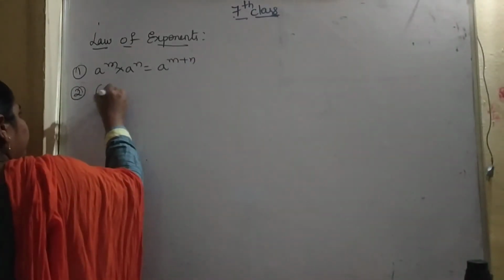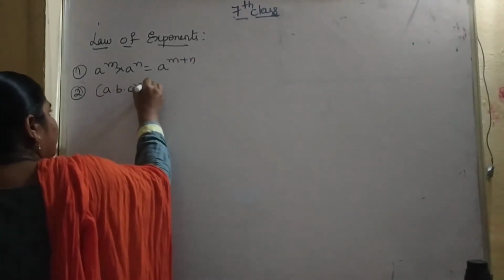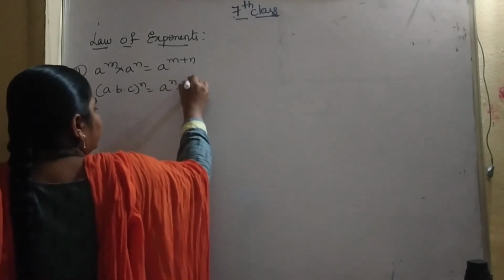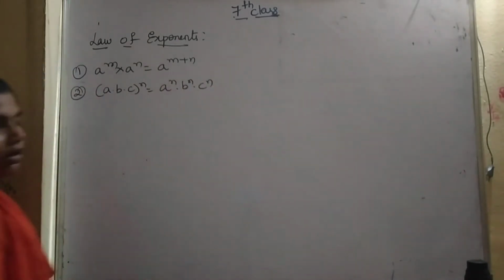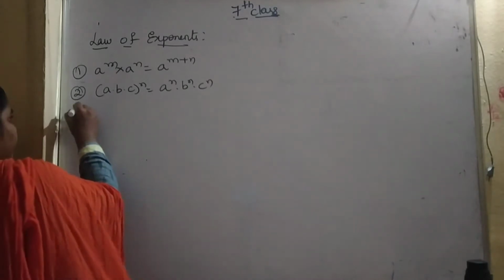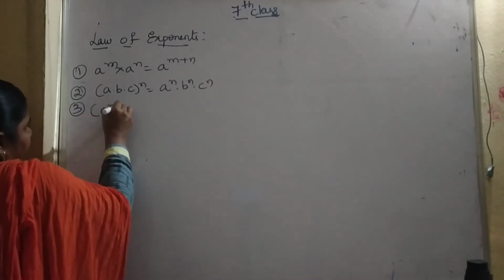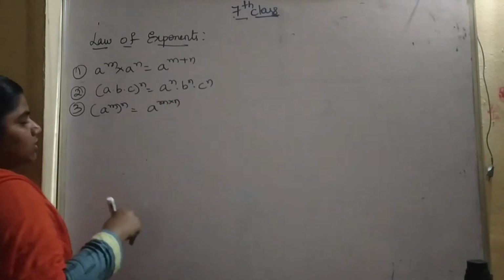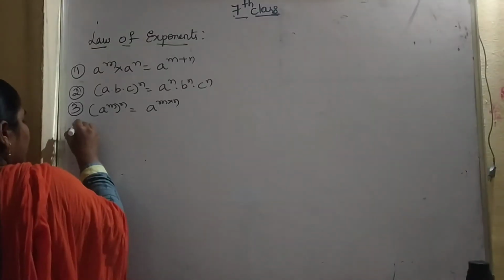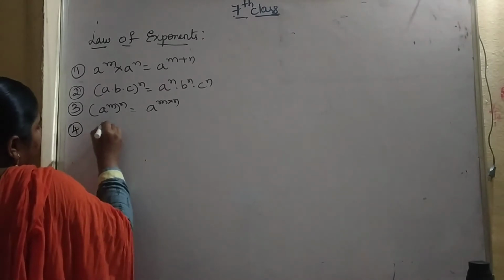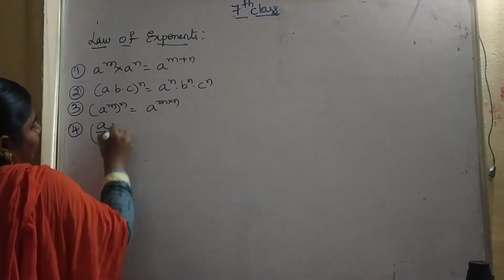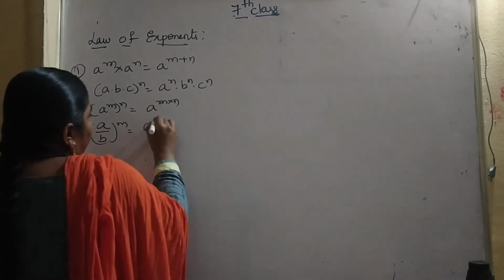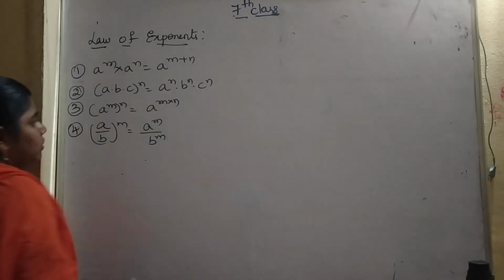Second one is a b c whole power n can be written as a power n into b power n into c power n. So this is the second law. Third is a power m whole power n can be written as a power m into n. So this is the third law. Fourth law is a by b whole power m can be written as a power m by b power m. So this is the fourth law.